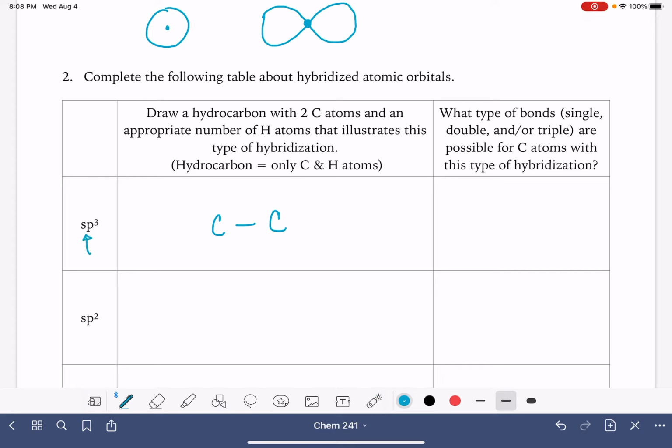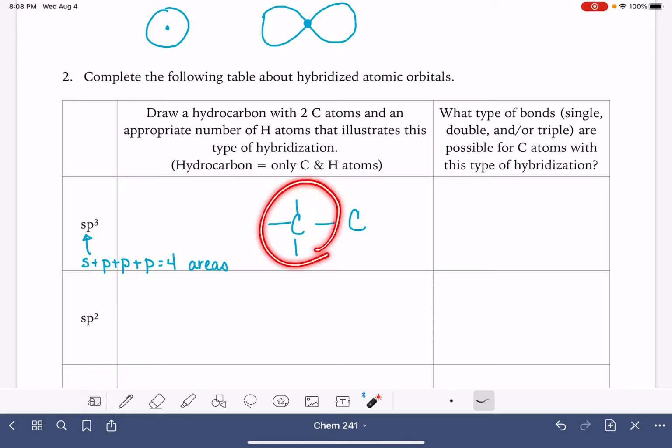So this hybridization, sp3, means that we used an S, a P, a P, and a P, which means that we have 4 areas of electrons around each one of the carbon atoms in this molecule. And as it's drawn right now, the carbon atom on the left has 1 area of electrons, so that means we just need to give it 3 more areas of electrons, and now it's sp3 hybrid. Same with the other carbon atom on the right-hand side. This is telling us that we need 2 carbon atoms and an appropriate number of hydrogen atoms, so all of these empty bonds I'm just going to fill up with hydrogens, like that.